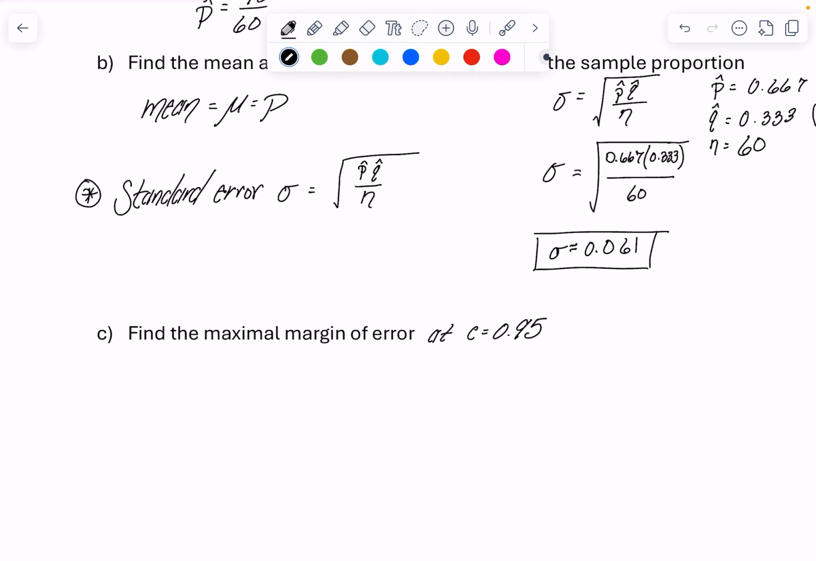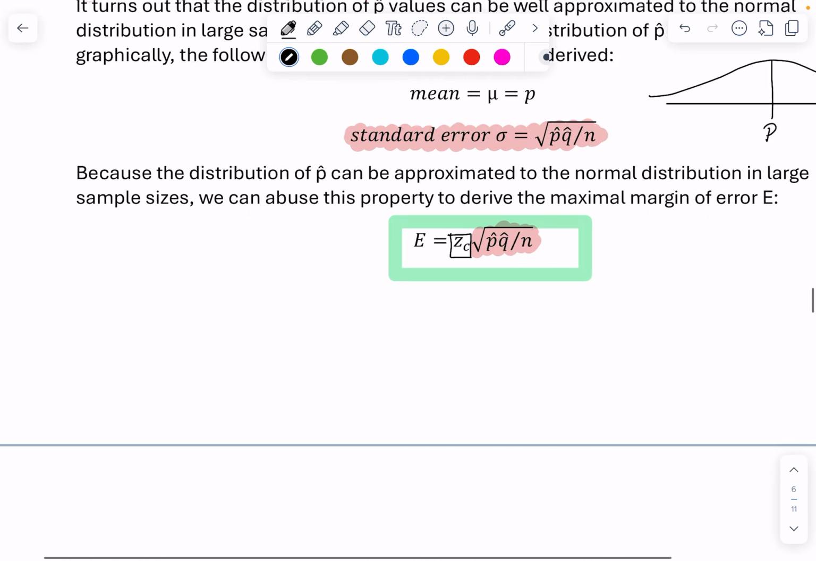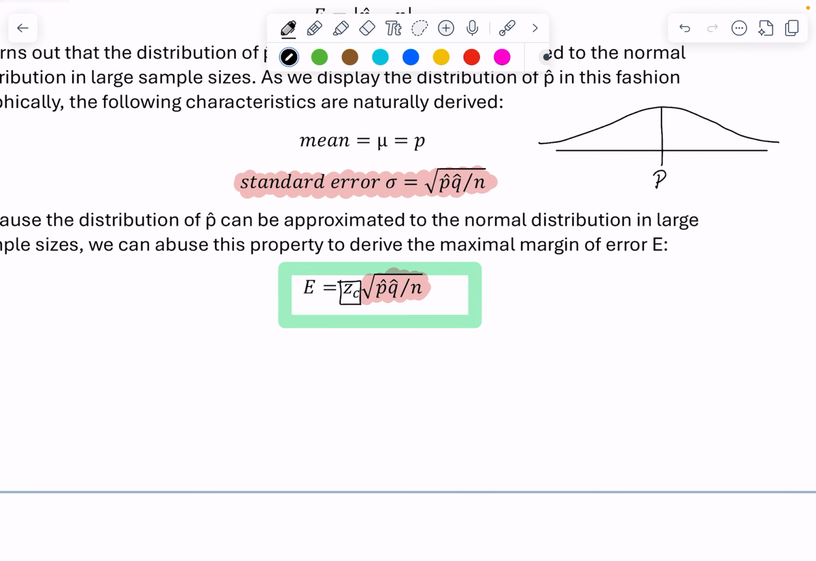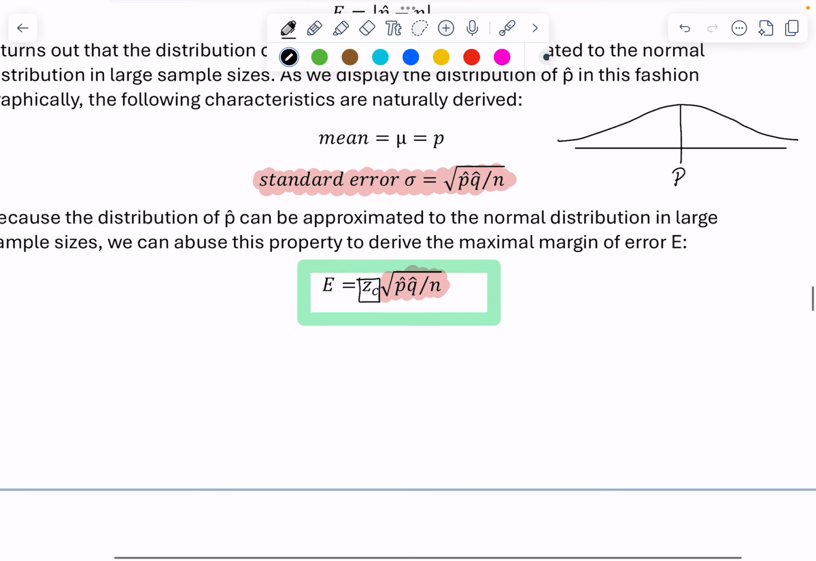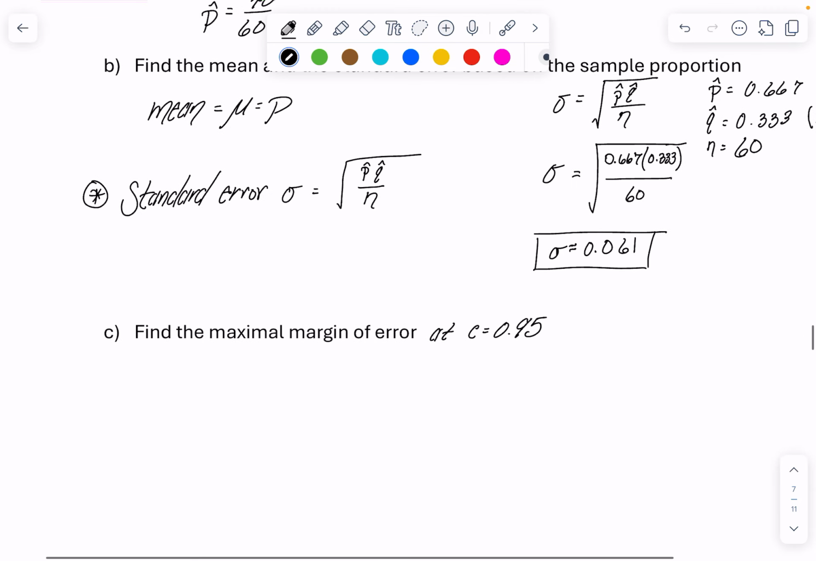Okay. Part C, find the maximal margin of error. And here I added the part for the confidence level that we would like, which is going to be that 95% or 0.95. Okay. So as we know, the maximal margin of error equation is going to be this equation that is in green, which is going to be our critical value multiplied by our standard error. Okay.